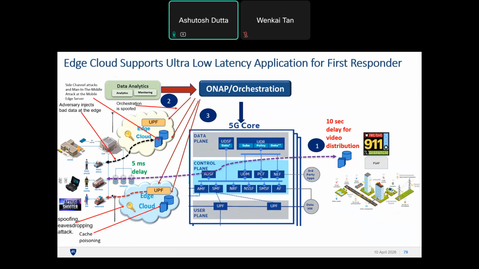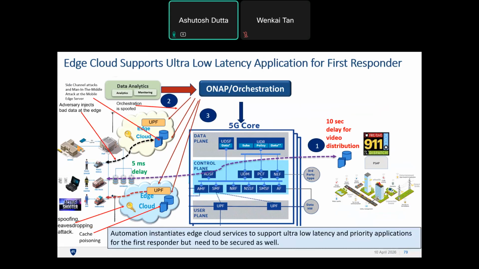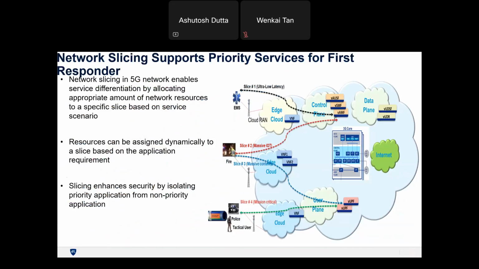Again, I talked about those, so we had to worry about those things. Also, automation instances as a cloud service to support ultra low latency, right? This has happened on the fly. The third one was the slicing, which I talked about here. How we created multiple slices, and we gave the slice to the mission critical user, right? And this can happen also instantaneously.